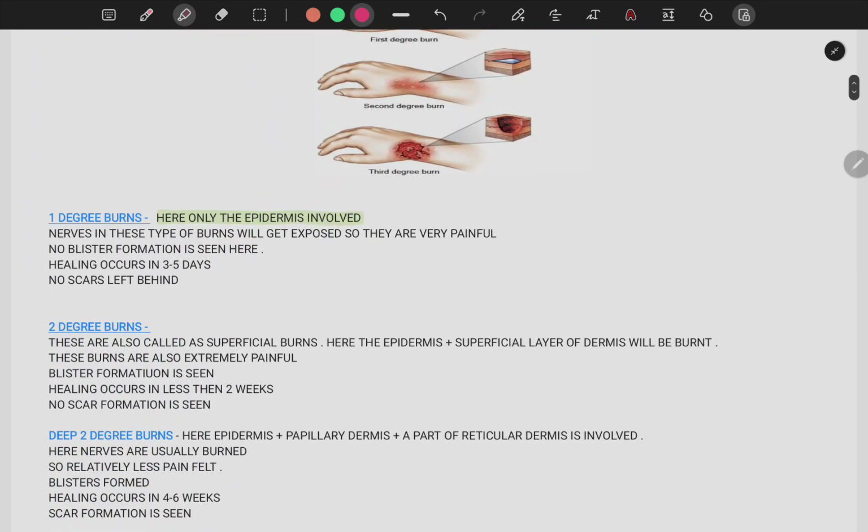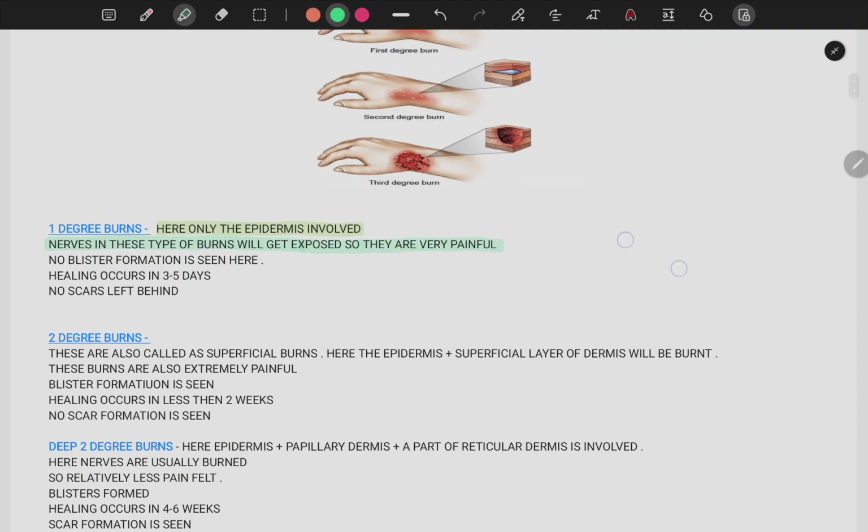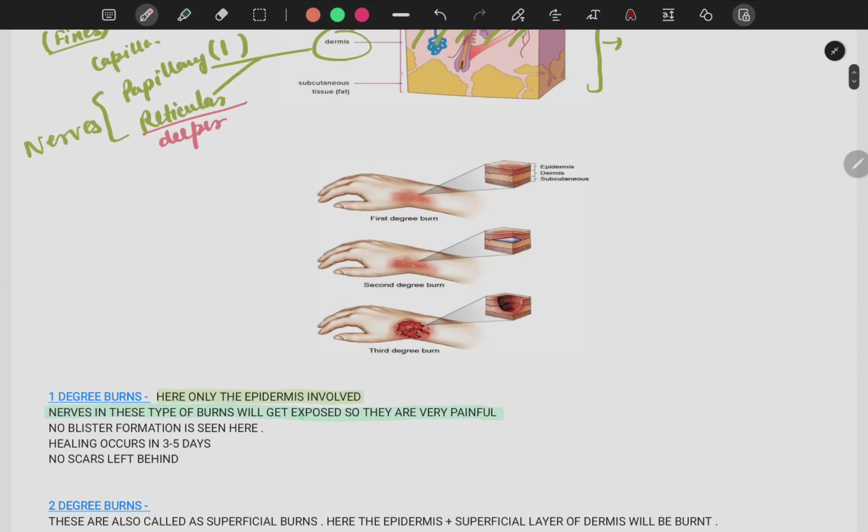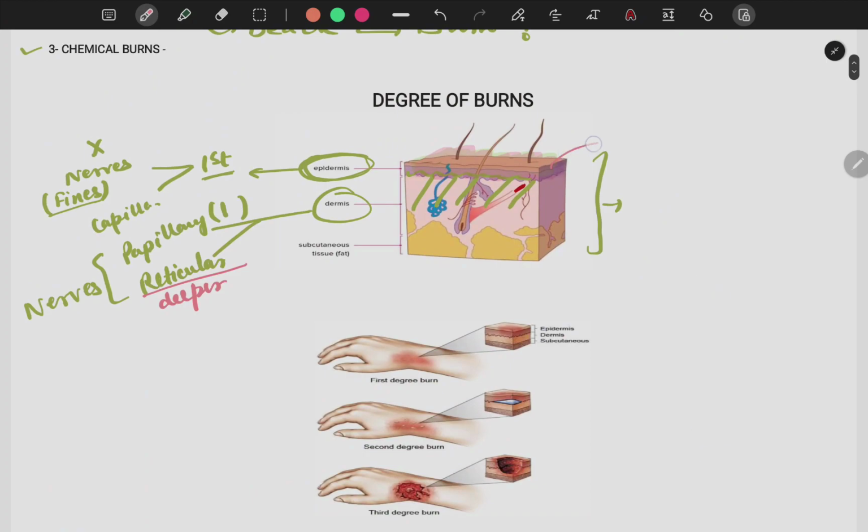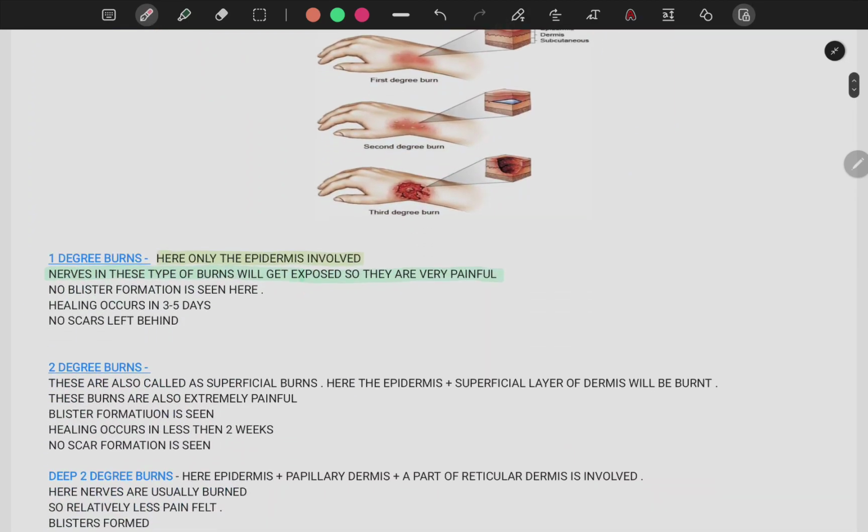So when only your epidermis is involved, that is what you say as your first degree burns. Here nerves are not going to be burned as such, but yes, they can be exposed. As I told you, there are going to be very fine nerves in the epidermis layer. The nerve endings are going to be very fine, and maybe some deeper nerves in the dermis might get exposed, and due to that these kind of burns, that is the first degree burns, are very, very painful.